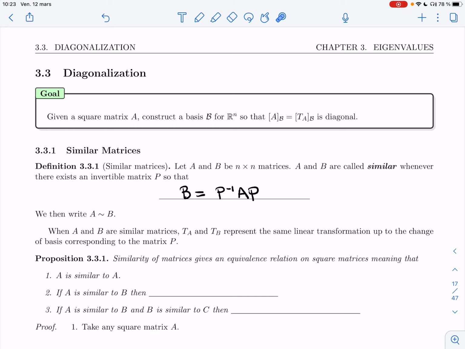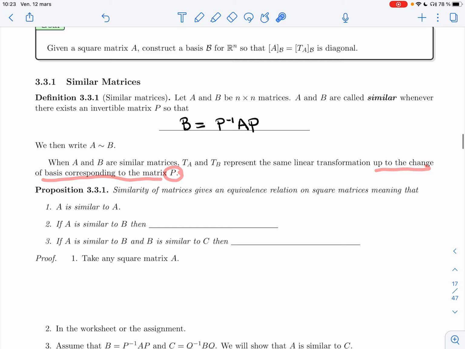All right, one thing that's nice is if you have similar matrices A and B, then their corresponding linear transformations represent the same linear transformation, except that you're changing bases, up to the change of bases corresponding to the matrix B. So really we're trying to figure out when two matrices represent more or less the same linear transformation. So the same linear transformation up to a change of basis.